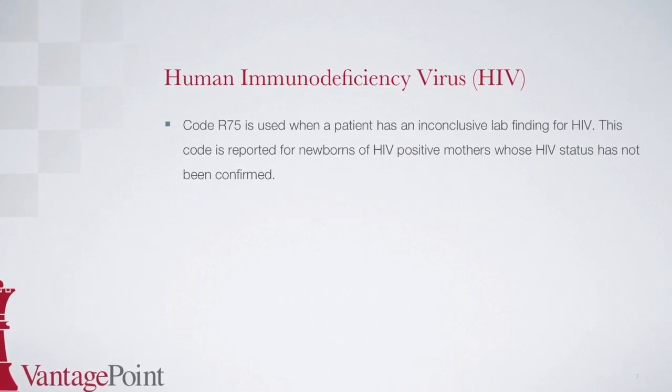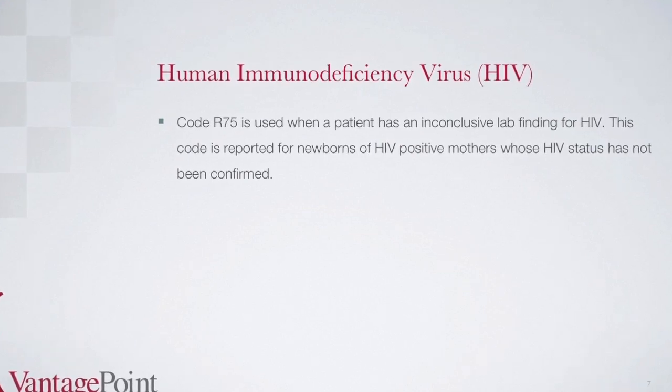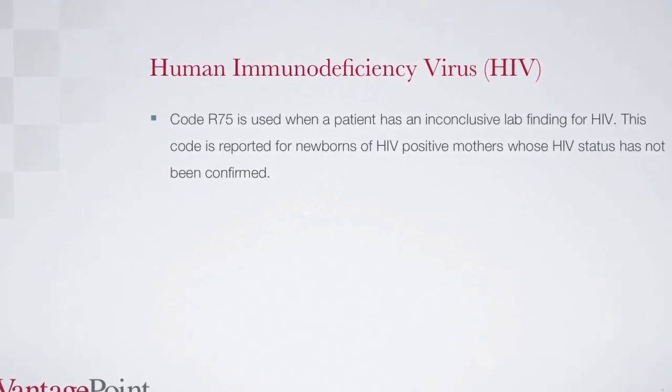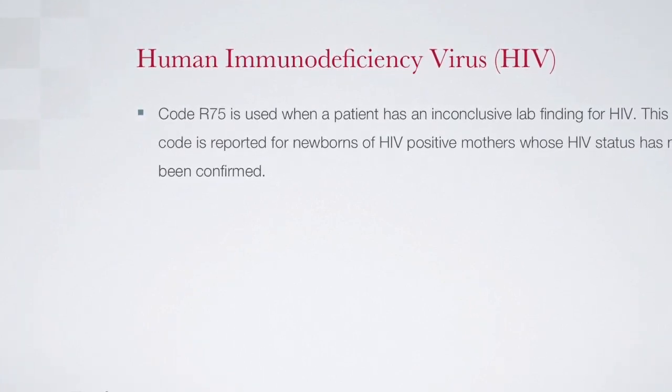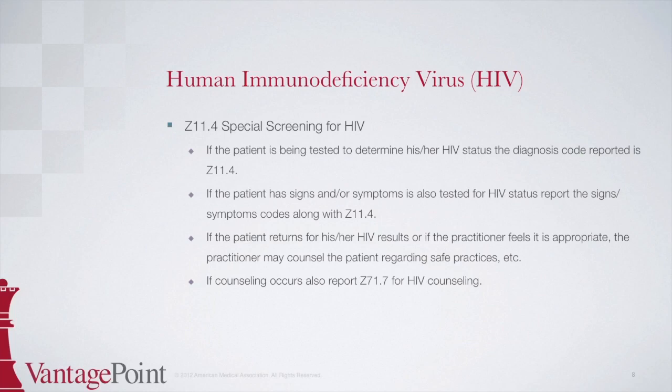Code R75, which is inconclusive laboratory evidence of HIV, is used for babies when the mother is HIV positive, but the baby's HIV status has not been confirmed. Code Z11.4 is special screening for HIV. This is used when the patient is being tested to determine whether or not they have HIV. If the patient has signs and symptoms of HIV, you would want to code those as well. If the patient comes back for the test results and is counseled on the results, whether they are HIV positive or negative, Z71.7 would be used for HIV counseling.